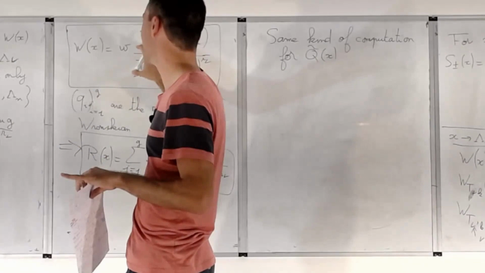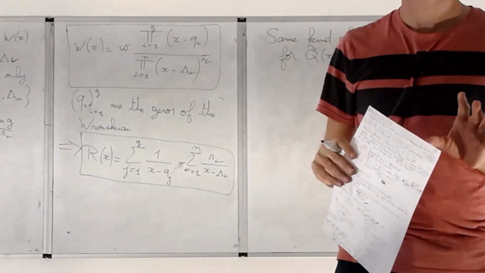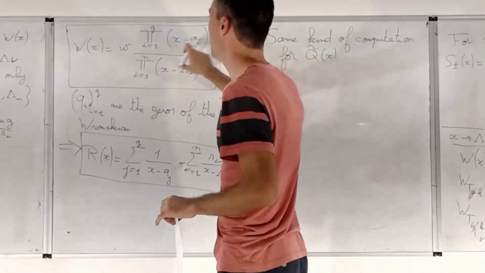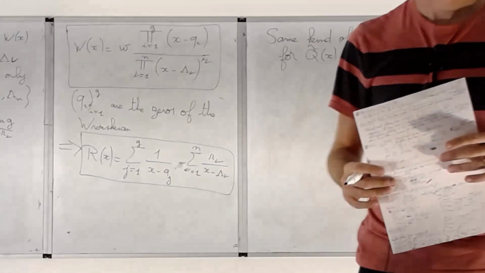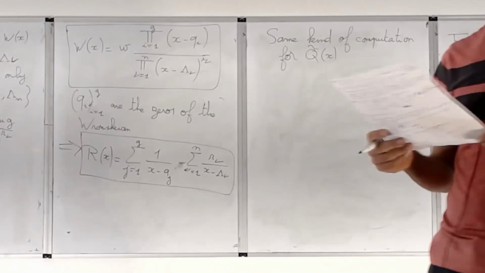Maybe you should say what depends on h bar. Well, the q_i depend on h bar, this depends on h bar, and that's it. Yes, just make the dependence explicit when necessary after that. Okay, and so that's finished.